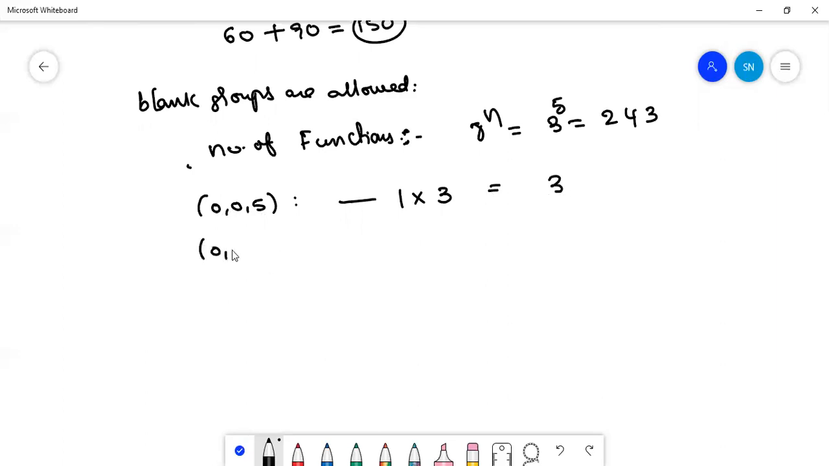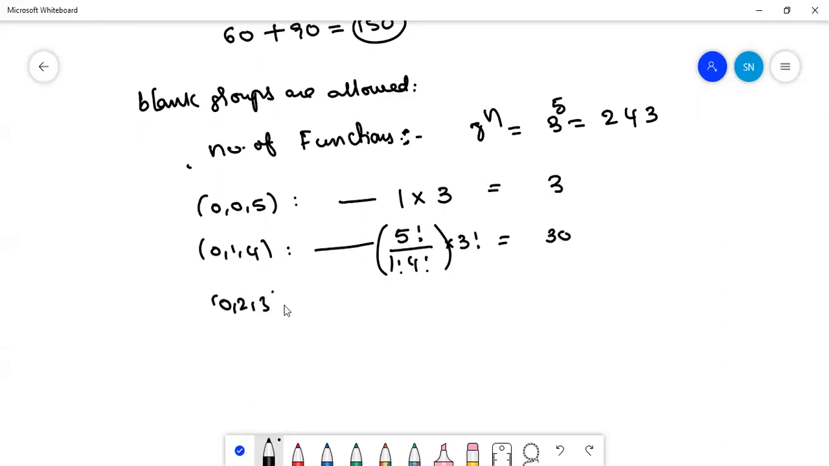Next, 0, 1, 4. When 0, 1, 4, that is first division into groups, 5 factorial by 1 factorial into 4 factorial. Afterwards, 3 packets into 3 boxes, 3 factorial. So then what you can write for 5, here 6, 6 5s are 30. The next case is 0, 2, 3. When 0, 2, 3, grouping is 5 factorial by 2 factorial into 3 factorial. Again 3 factorial, so 3 factorial, 3 factorial will get cancelled. 120 by 2, it comes as 60.